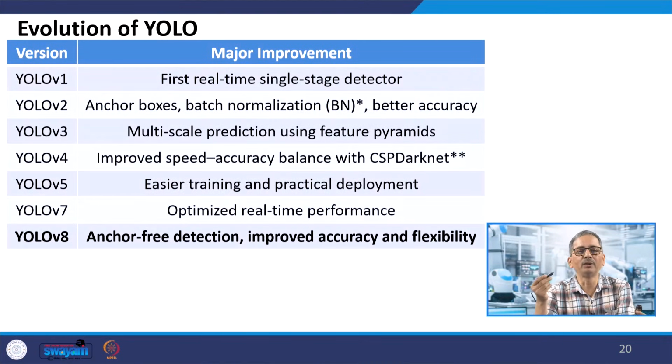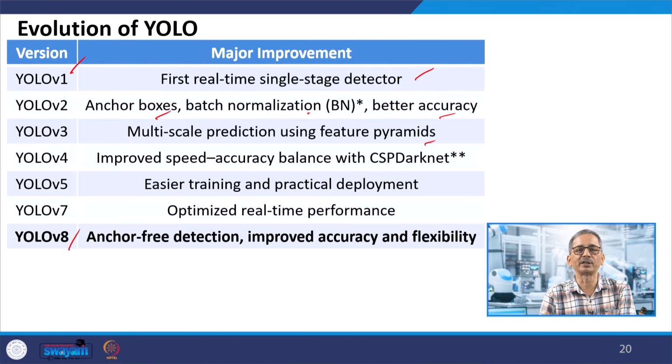So this is how YOLO has evolved. We had version 1 to version 8. The first real-time single-stage detector was there, then in version 2 the anchor boxes came, batch normalization, better accuracy, and version 3 brought multi-scale prediction using a feature pyramid.